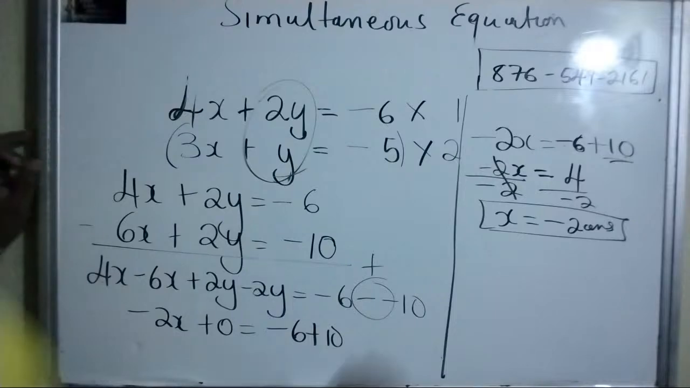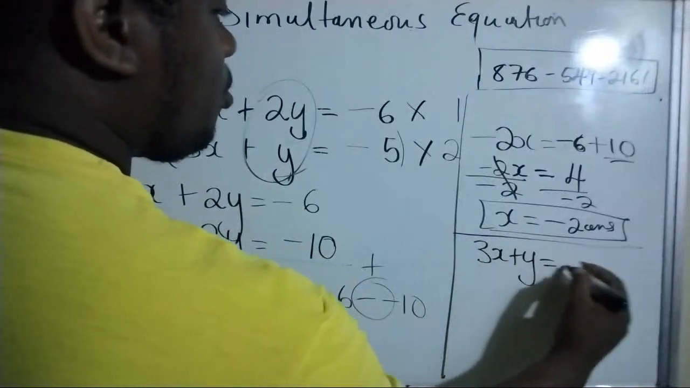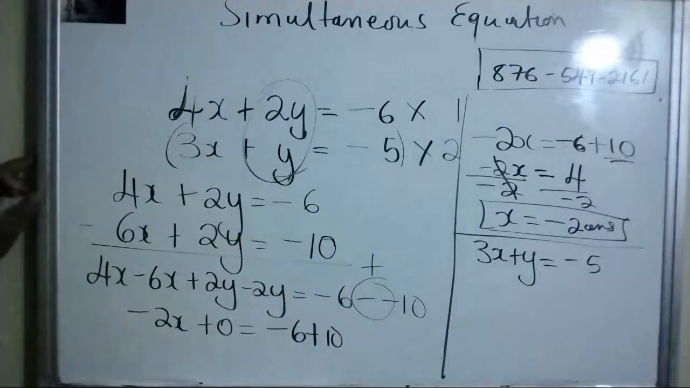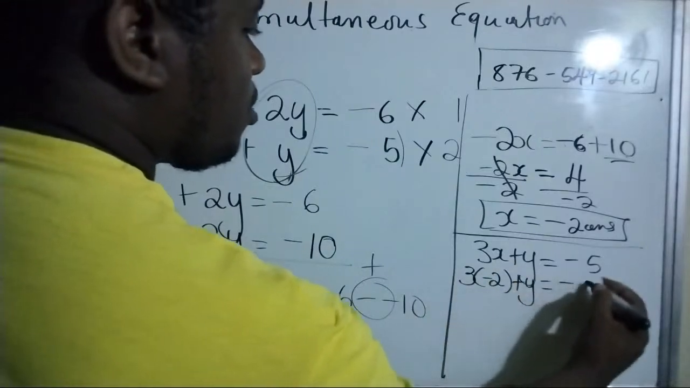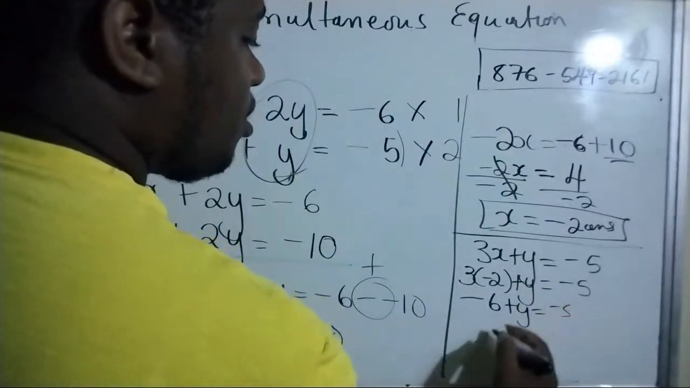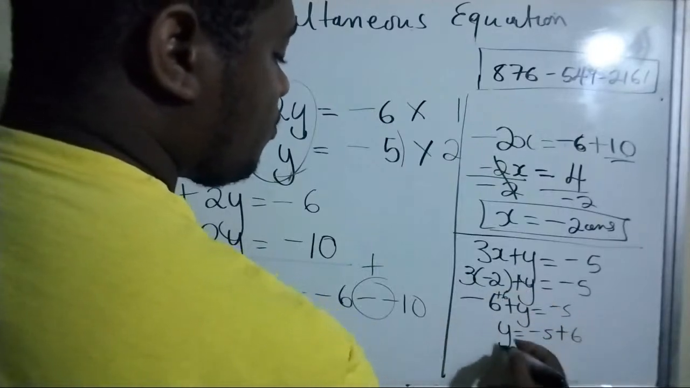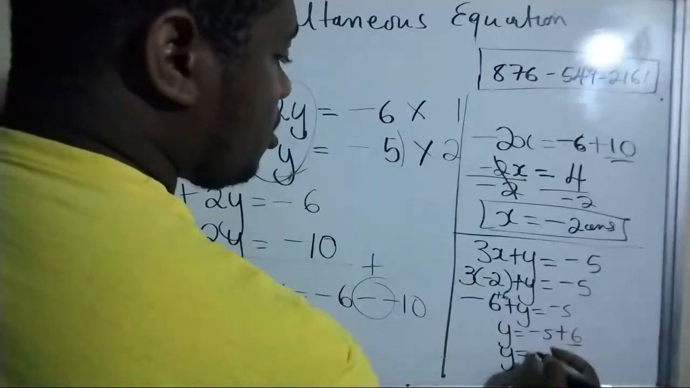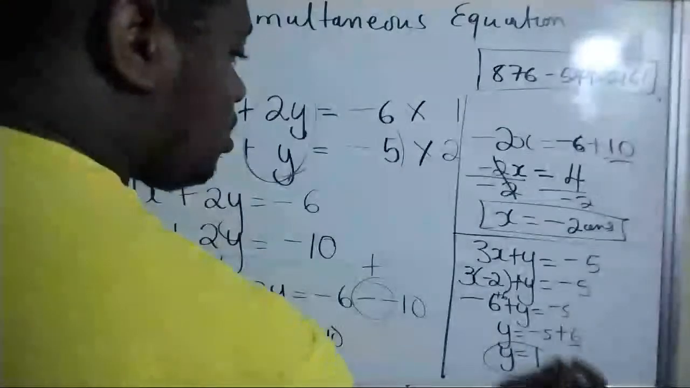And then we substitute now. So we're going to use equation 2. That's 3x plus y equals negative 5. But we know the value of x to be negative 2. So we're going to substitute negative 2 in the equation. 3 times negative 2, that's negative 6, plus y equals negative 5. Take the inverse, which is plus 6. So that's negative 5 plus 6. Keep the sign of the bigger one, which is 6. So that's 1. So x is equal to negative 2 and y is equal to 1.